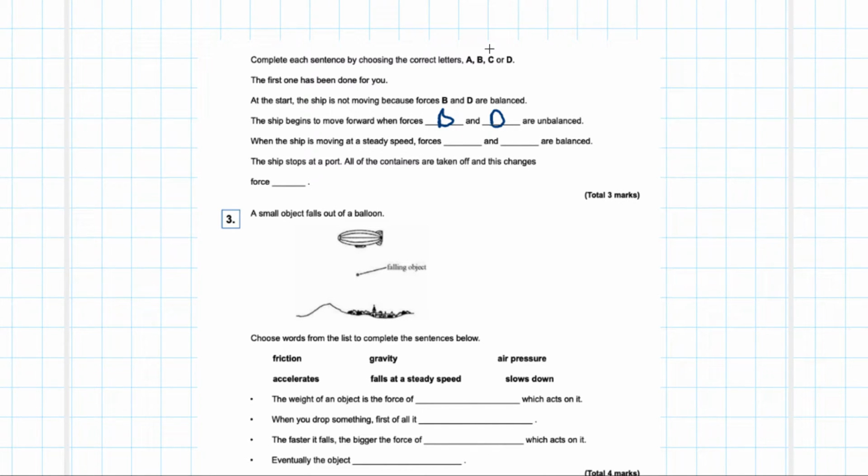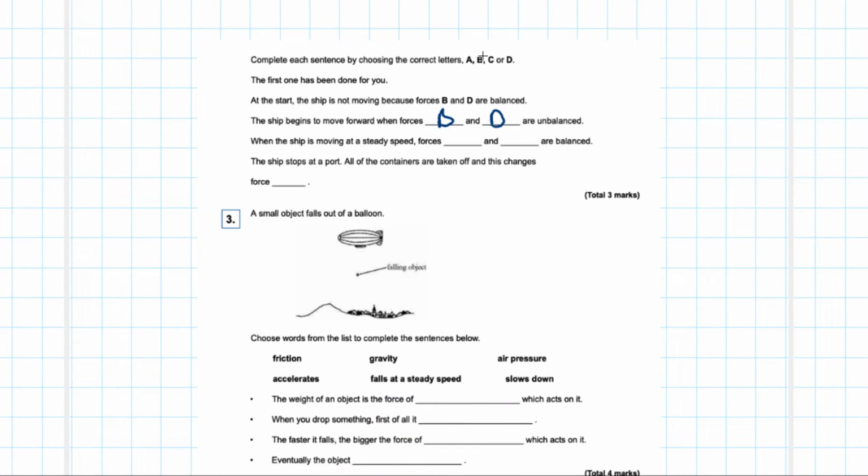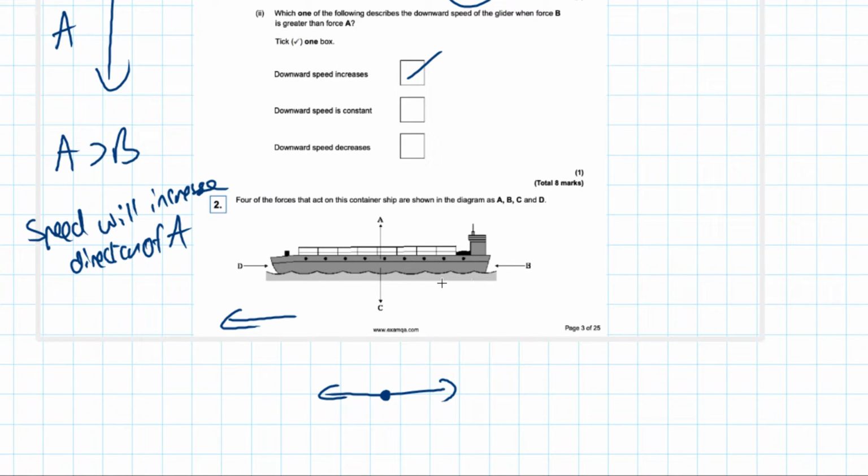When the ship is moving at a steady speed, that means the forces are balanced. When the forces are balanced, either the object is not moving, or if the object was travelling at a speed, it continues travelling at that speed. Basically, there's no acceleration. And in this case, this means that B and D must stay the same because they are balanced and they're travelling in the horizontal direction.